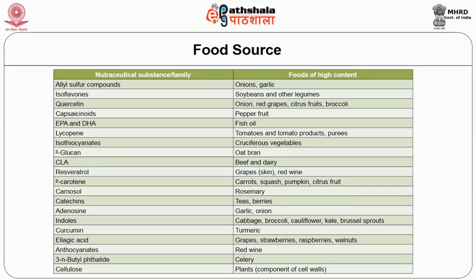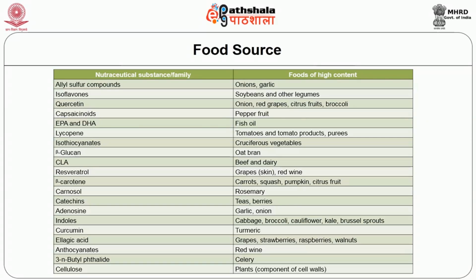The capsaicinoids are present in good quantity in pepper fruit, and the EPA and DHA are present only in fish oil. Can you tell me lycopene is present in which fruit? Yes, tomatoes and tomato products and purees are good sources of lycopene. Isothiocyanates, can you name some vegetables? Yes, the cruciferous vegetables are good sources of isothiocyanates.